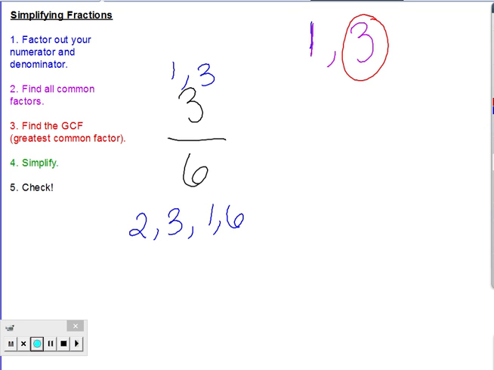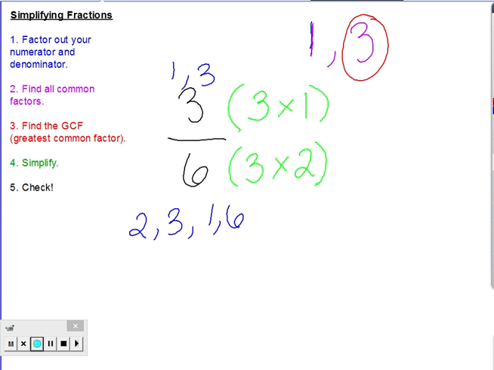We are ready now for step 4 in green, which is simplify. So what we're going to do is use our greatest common factor of 3 to simplify our fraction. We do that by doing this. We're going to use our greatest common factor of 3 and think, 3 times what equals our numerator of 3? Well, 3 times 1 equals 3. Now, we're going to go down to our denominator, use our greatest common factor, which is a 3, and think, 3 times what equals 6? Well, 3 times 2 equals 6.